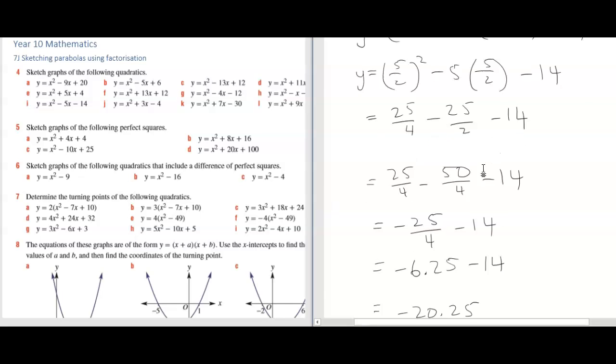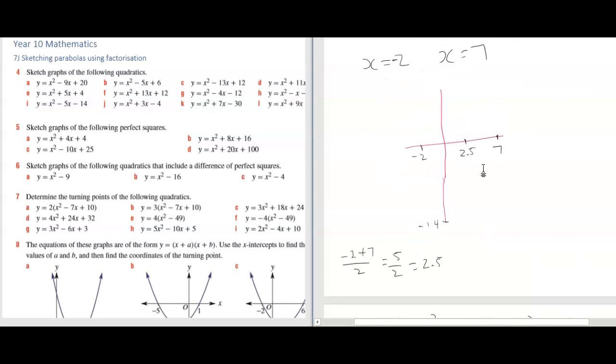So going back up to our axes, remember I said it was going to be down here somewhere, so that's good. It's always good to think about what your answer should be. Oh, this is going to be terrible. Sorry. I think that's probably the worst parabola I've ever drawn. Okay, so that turning point is 2.5 and negative 20.25.